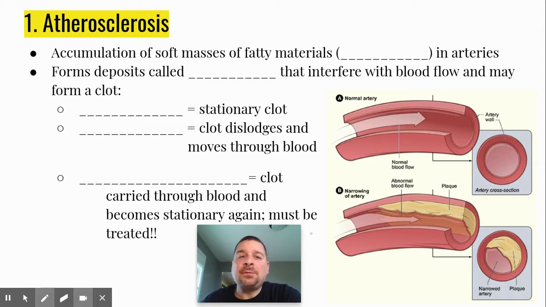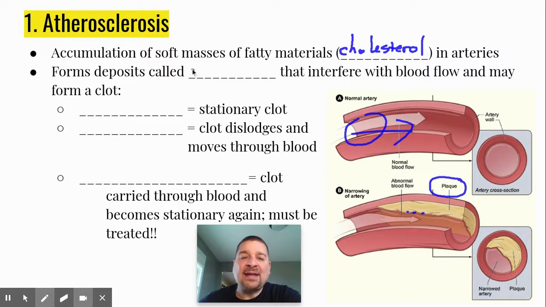The first one here is atherosclerosis, and not Arthur like arthritis, but atherosclerosis. So maybe practice saying that a couple times. This is an accumulation of soft masses or fatty materials, often from too much cholesterol, in your arteries. So normally your artery is nice and open. The blood is swooshing through there. If you have high cholesterol, sometimes those can start to build up there and form what we call a plaque, P-L-A-Q-U-E, a plaque.